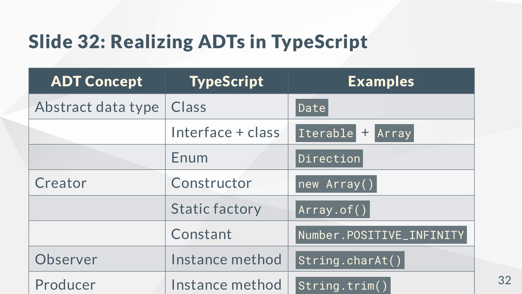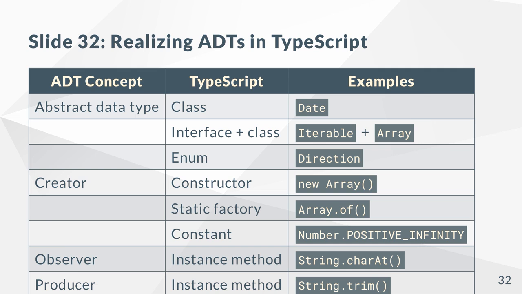Let us look at how the ADT concepts map onto TypeScript language constructs. An abstract data type can be realized as a class, like the date class, or as an interface plus one or more implementing classes, like the iterable interface and array, or as an enum for small fixed sets of values. Creator operations map to constructors using the new keyword, to static factory methods like array.of, or to constants like number.positive infinity. Observer operations map to instance methods like string.charAt, or to static utility methods like object.entries.